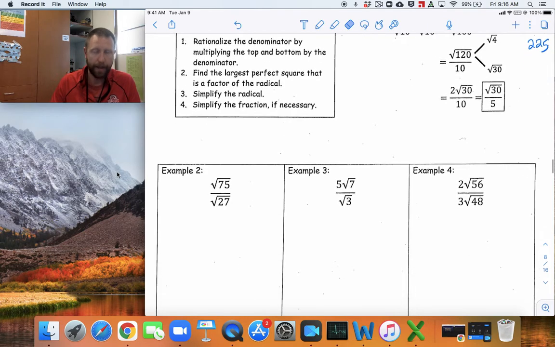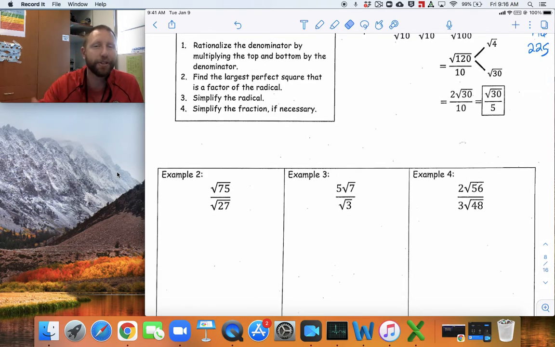I didn't say all the steps. Let me finish saying all the steps. Rationalize the denominator by multiplying the top and the bottom by the denominator. Find the largest perfect square that is a factor of the radical, so the top. Simplify the radical, and then simplify the fraction.